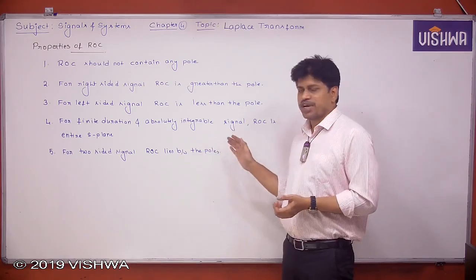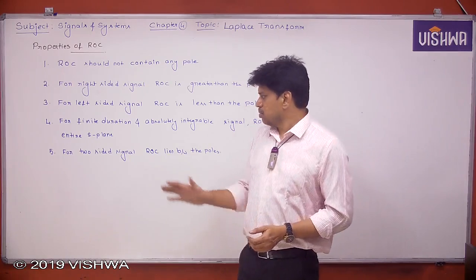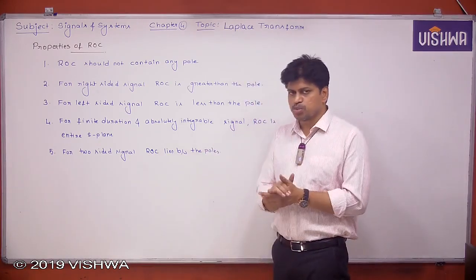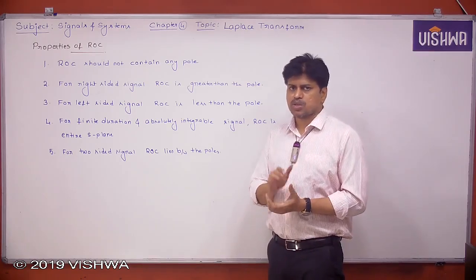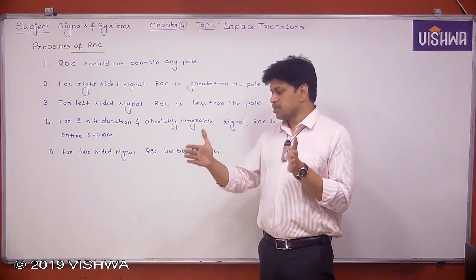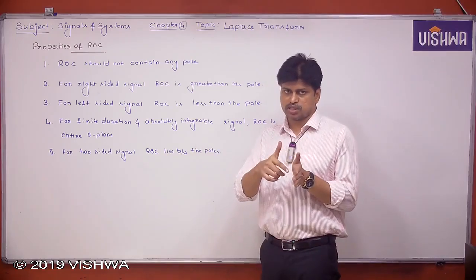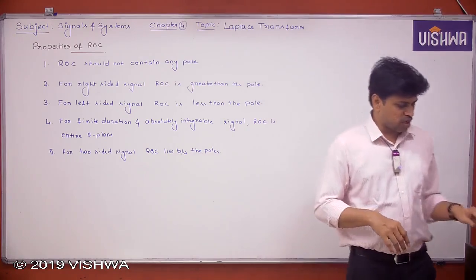And for a finite duration and absolutely integrable signal ROC is the entire S-plane, whereas for a two-sided signal ROC is between the two poles but should not contain any pole. That is the first case you have to remember. So ROC should never contain any pole. If it is in between the poles, it will never contain that pole, and that's what we have to select. So these are the properties of ROC.